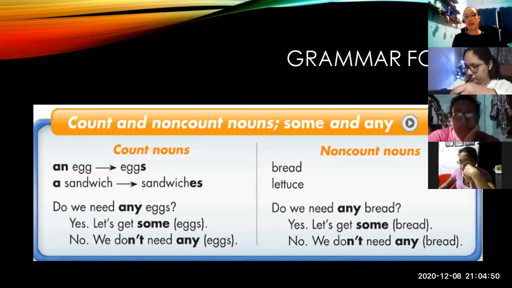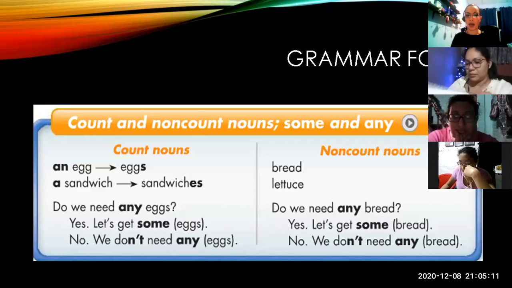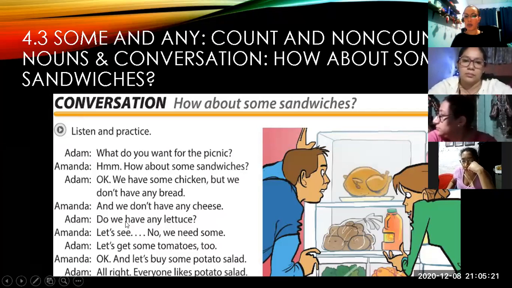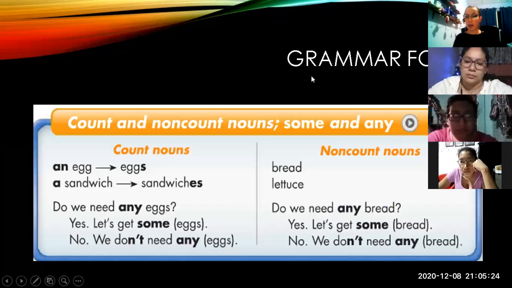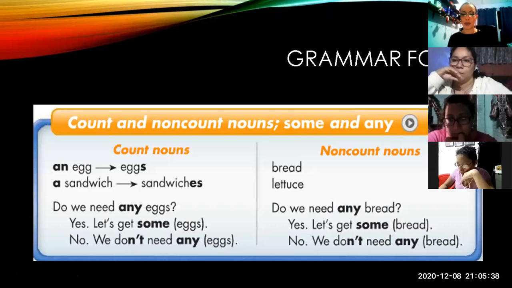Decíamos también que podemos utilizar some y any en pregunta. Aquí en la plataforma estamos utilizando nada más el any para preguntas, pero también se pueden hacer con some, como vieron en la conversación de ayer. Aquí estamos usando some en una pregunta: How about some sandwiches? Y aquí estamos usando any: Do we have any letters? So basically, podemos usar some y any en pregunta, y no hay ninguna diferencia en el significado.